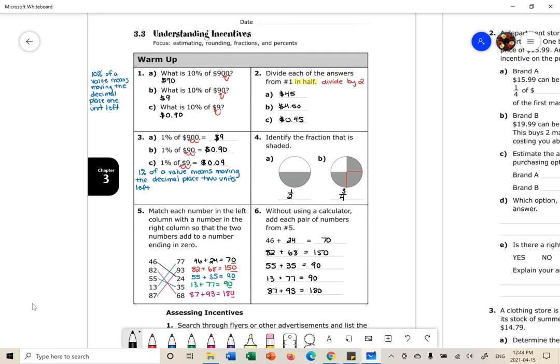Lesson 3.3, Understanding Incentives. The warm-up should be completed before watching this lesson. You may pause the recording now and check your answers with mine, or you may reference the answer key that's online to ensure that you have the correct answers.